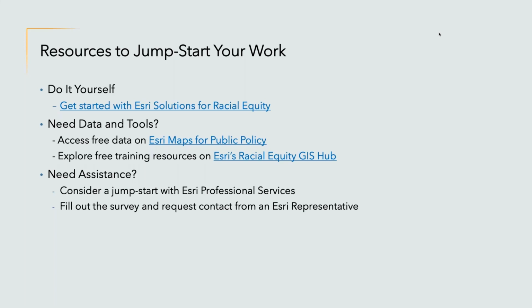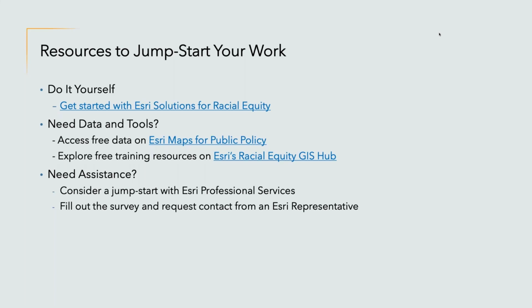For those that are using GIS but need some additional help getting data, getting some apps, or getting some training, Learn lessons, we can refer you to the Maps for Public Policy. You can go to the Esri Racial Equity GIS Hub and find resources. And if you need additional assistance, you can consider using a Jumpstart program using Esri's professional services resources. Reach out to your Esri rep to buy some additional licenses or to engage with your professional services team, or even just to set up a discovery call.